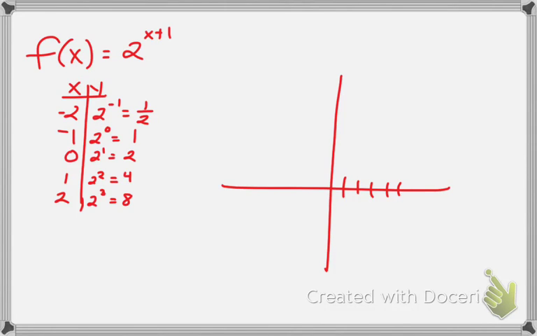so plotting those points, -2 and 1/2, -1 and 1, 0 and 2, 1 and 4, 2 and 8, we'll say somewhere way up here. So there's my graph. Okay?